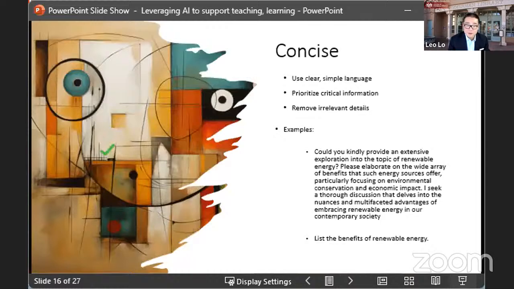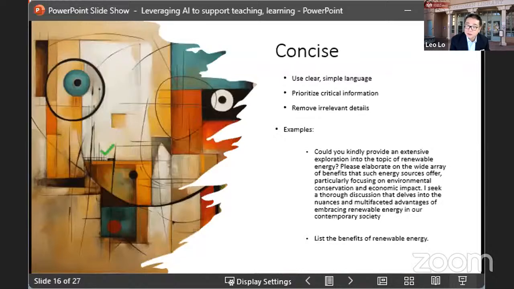First one, concise. We want to use clear and simple language. Generative AI models are trained on large amounts of text data, learning the patterns, right? So using clear and simple language helps in aligning your prompt with these learned patterns, potentially improving the accuracy and relevance of the response.